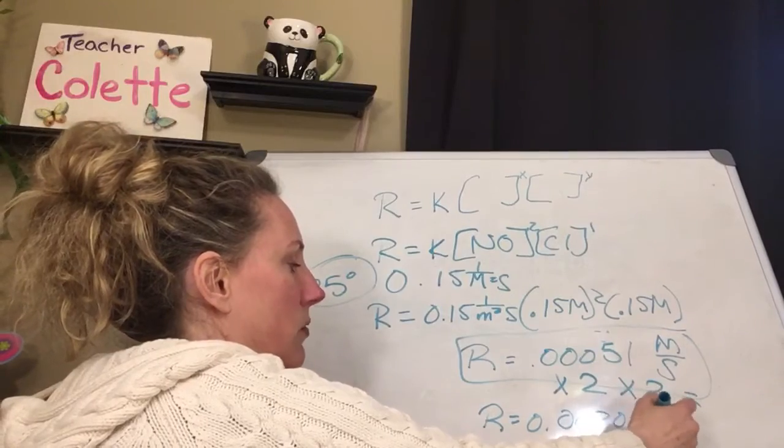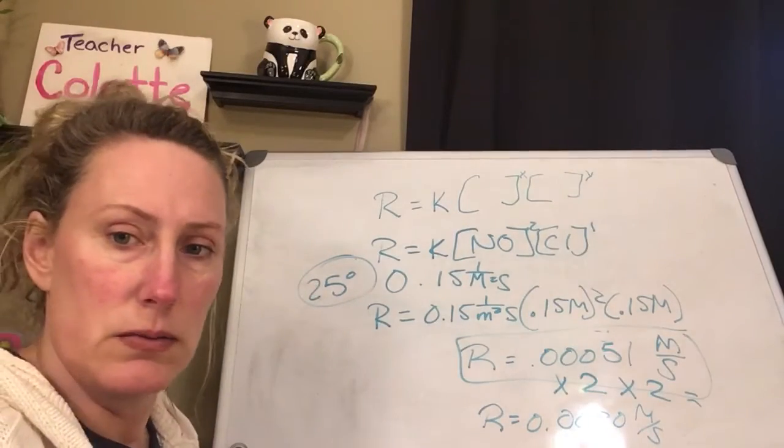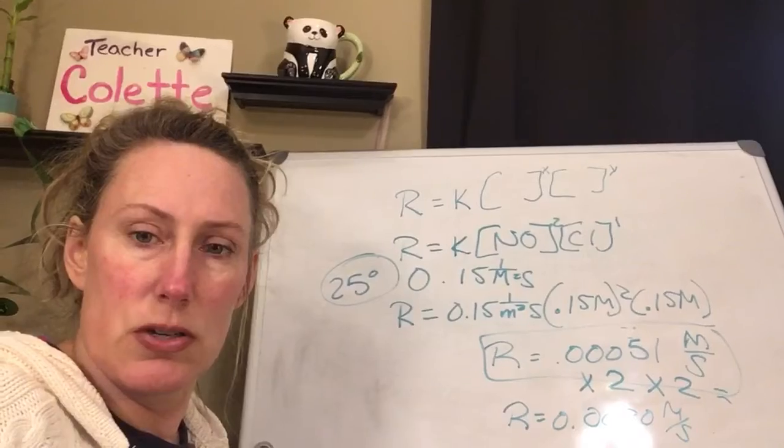and you're going to get a rate of 0.0020 M per second. Okay, I guess my lighting is not very good because you can't see that, but it's in your book.